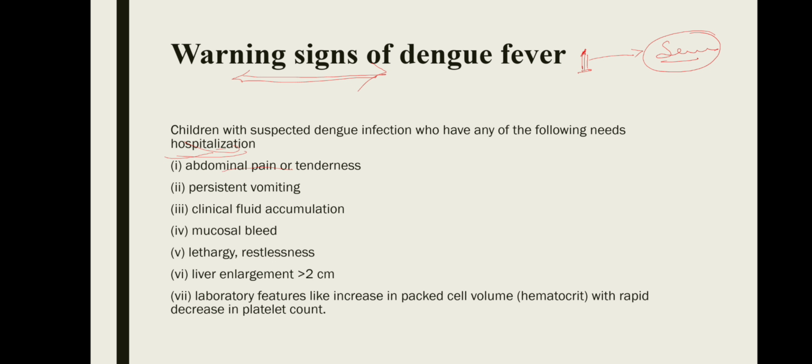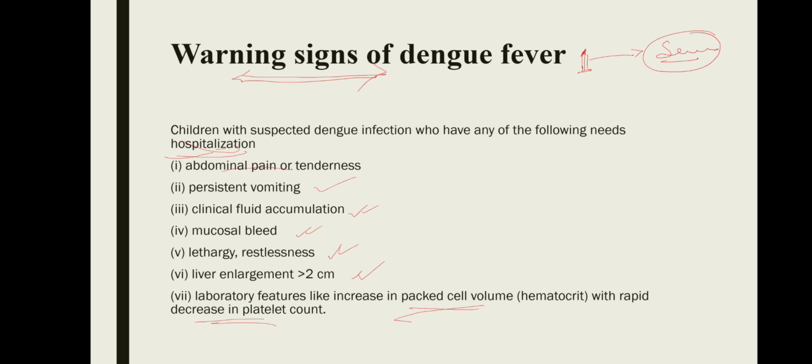Abdominal pain and tenderness. Persistent vomiting. Clinical fluid accumulation, that means ascites or serositis, that means pleural effusion. Mucosal bleeding: nose bleeding, mouth bleeding, gum bleeding. Lethargy or restlessness, and the child is unable to take food. Liver enlargement of more than 2 centimeters, a tender hepatomegaly, that means the patient has symptoms of right heart failure. And the laboratory feature is an increased hematocrit, as I said, with decreased platelets.